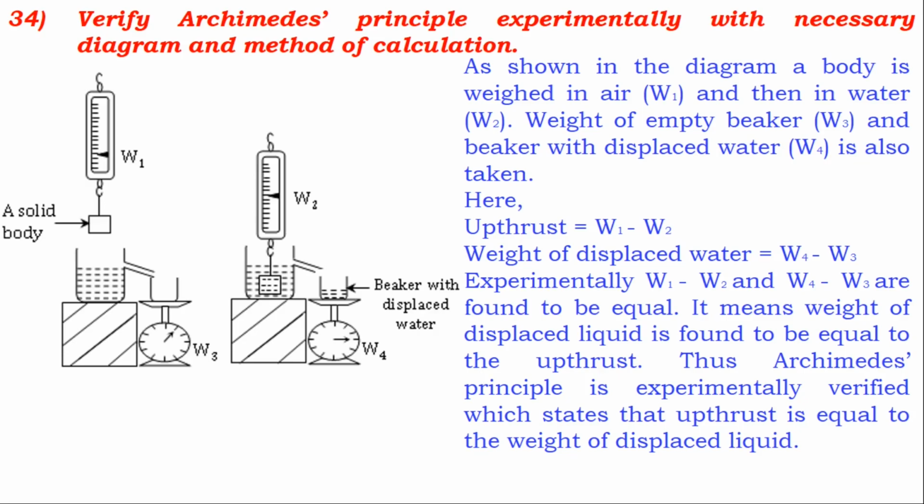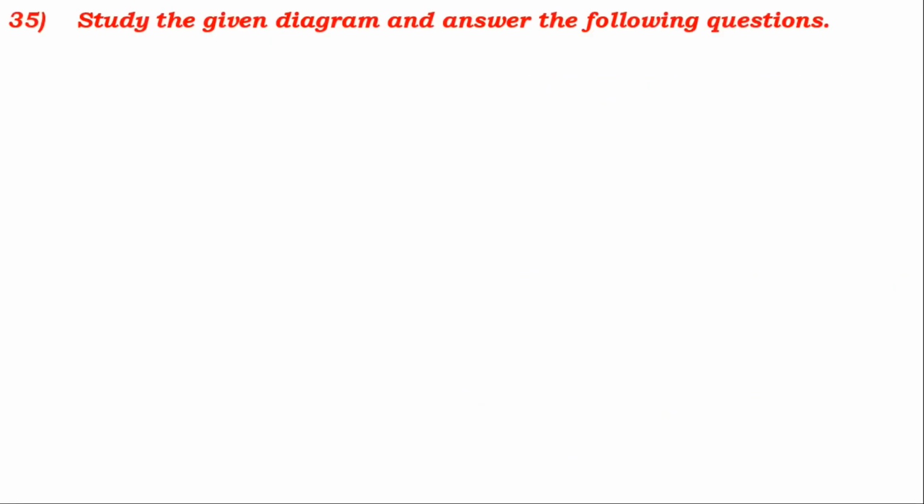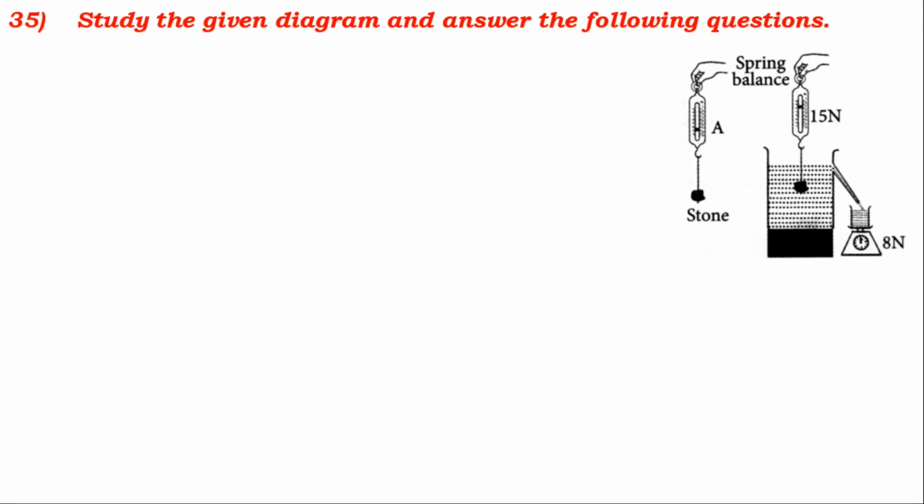Okay, let's go to the next question. Study the given diagram and answer the following questions. The diagram is like this. In the diagram, what is shown? A stone is weighed in air and its weight is not given, but the same stone is then weighed in liquid and the weight is given, 15 Newton. And how much liquid is displaced is given here in the beaker, this is 8 Newton.